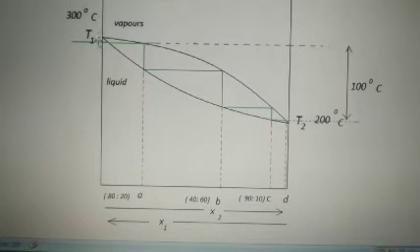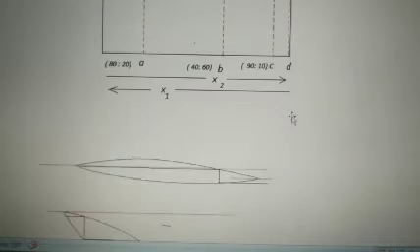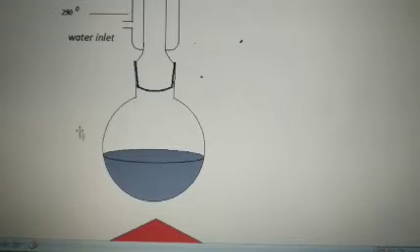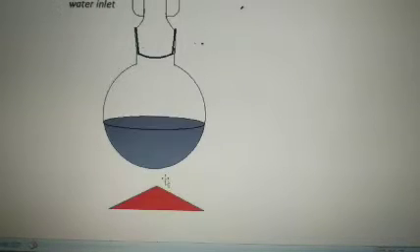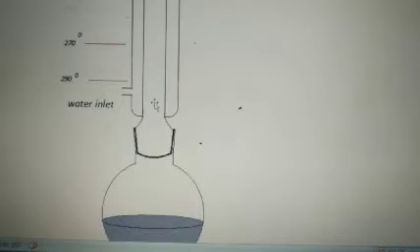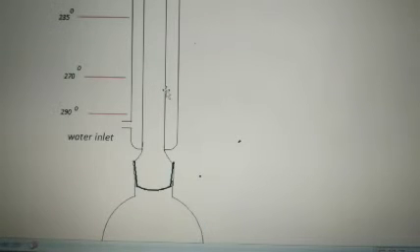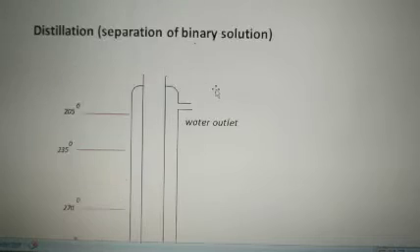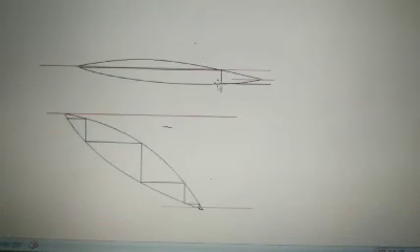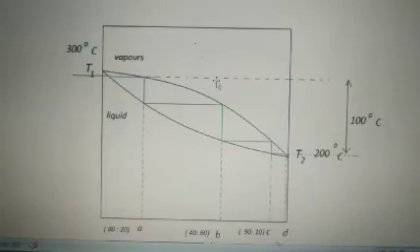Now let us come to this point. One component boils at 300 degrees Celsius. Another component boils at 200 degrees Celsius. Suppose in the flask, which is here, I have taken the mixture of these two. And then by the application of heat, I am going to heat it over the flame and change it into vapors.